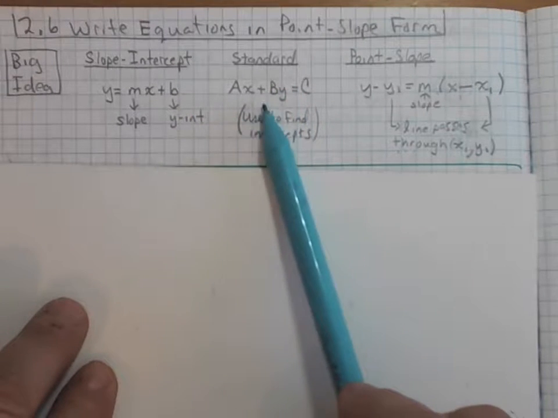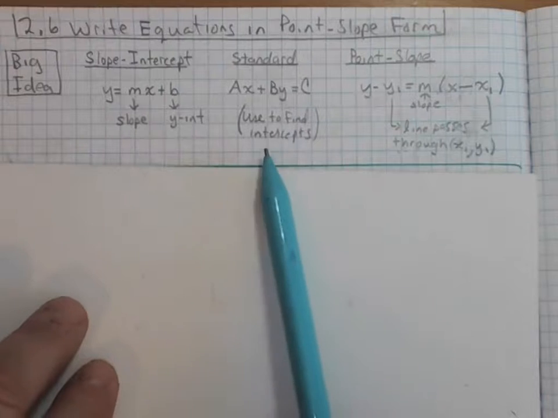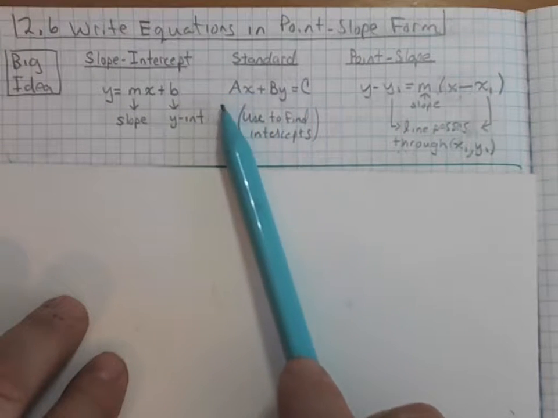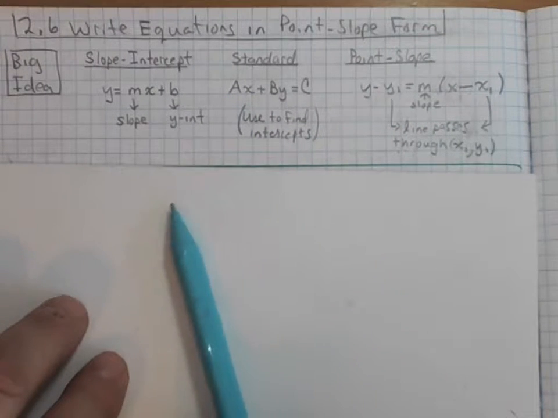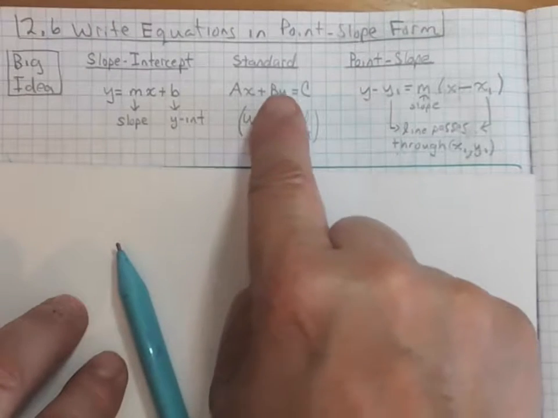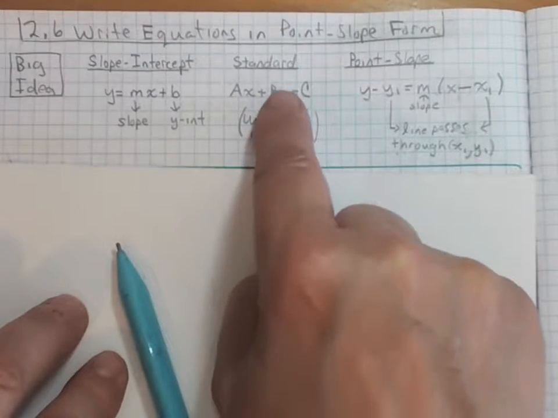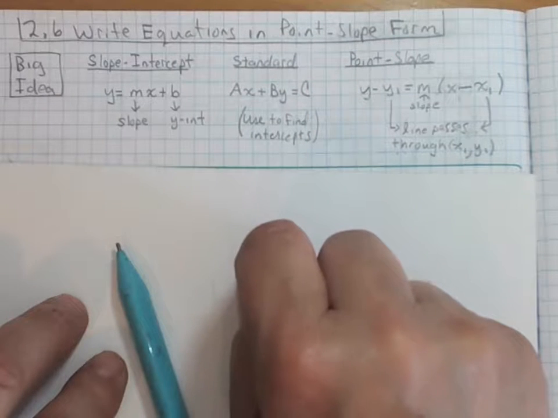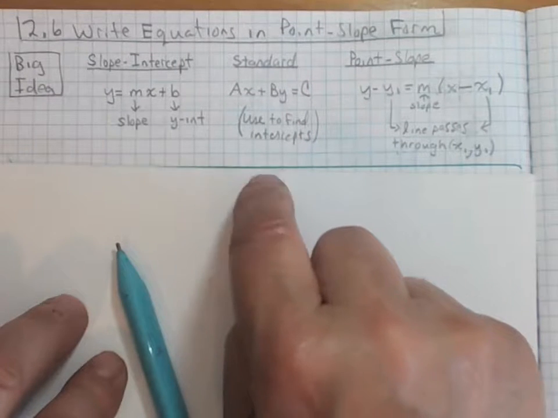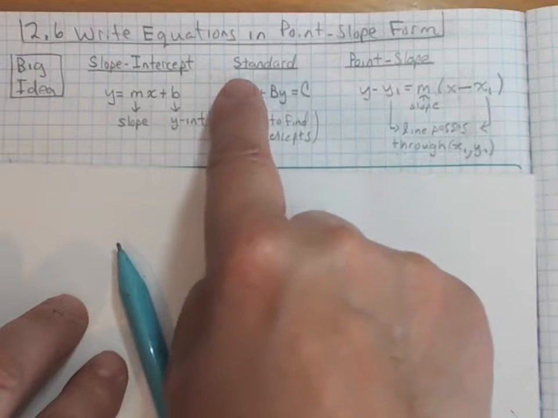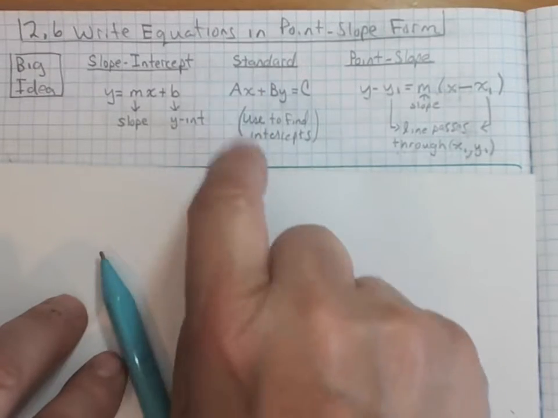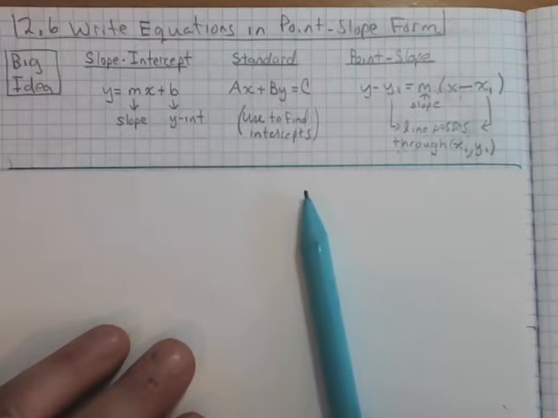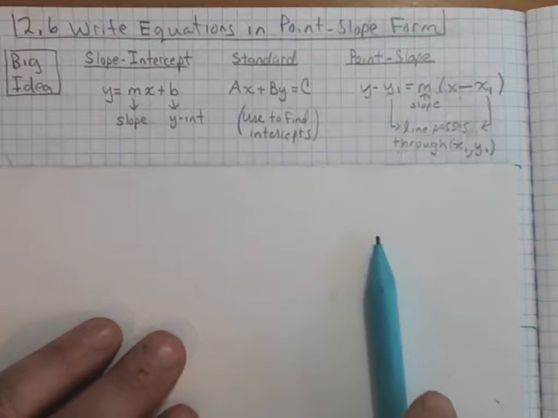Then there was standard form, and this is a very useful form for finding the x and y-intercept. So if we want the x-intercept, we zero out the y and solve for x. If we want the y-intercept, we zero out the x and solve for y. So that's very useful for the intercept method. We can use that for graphing.